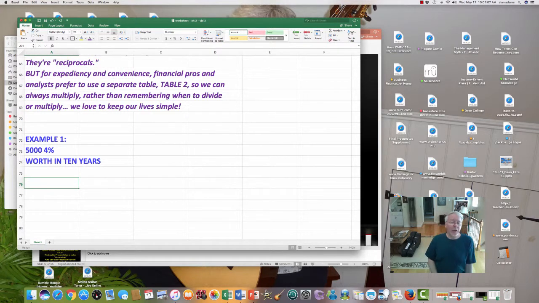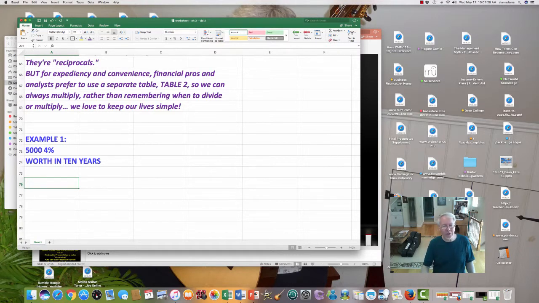Okay, now, you could take $5,000, multiply it by 1.04, 4%, and do that 10 times, multiply something by itself 10 times. No, we don't do that, okay? That's tedious. Plus, every time you do it, it's prone to error. You could make an error the more often you do something.